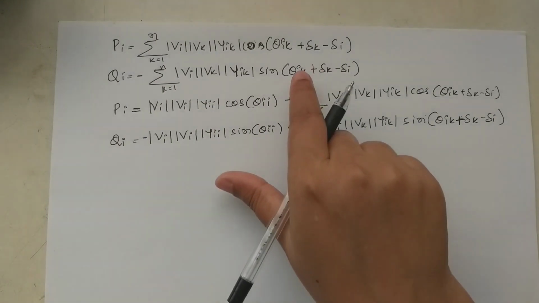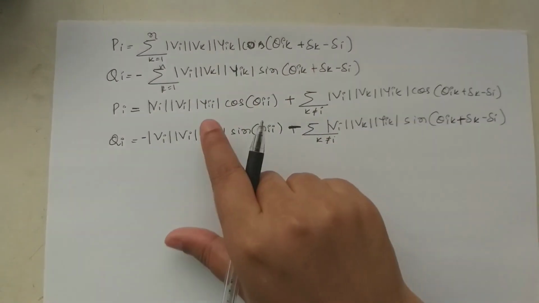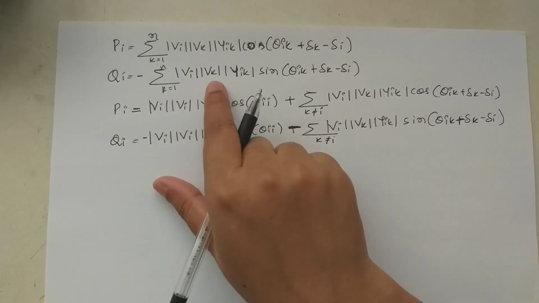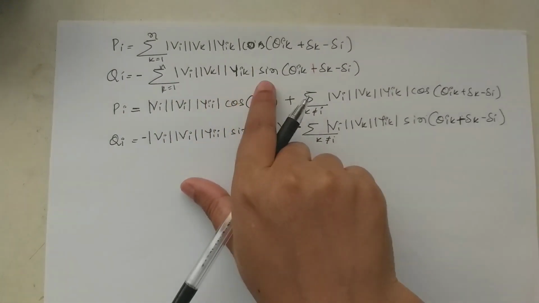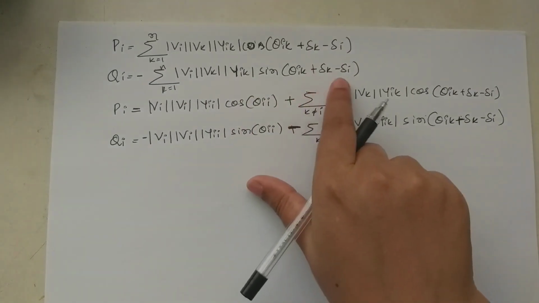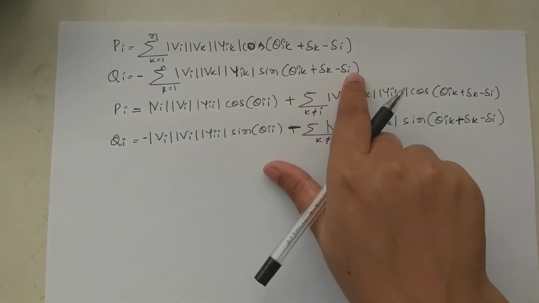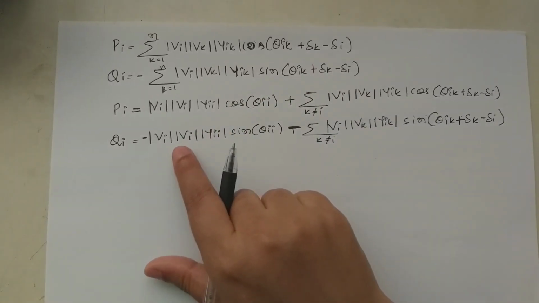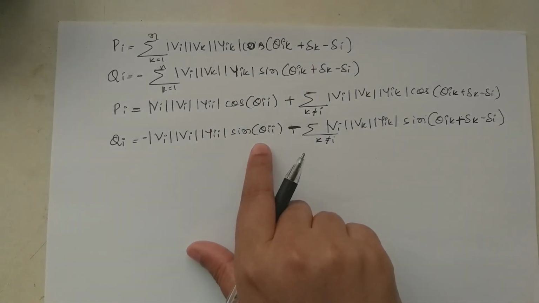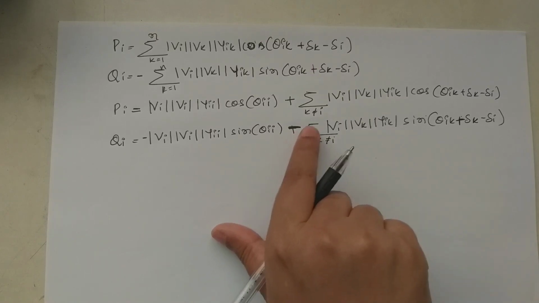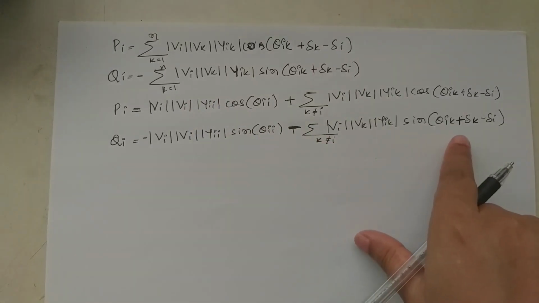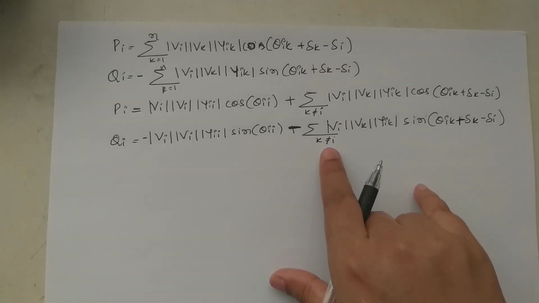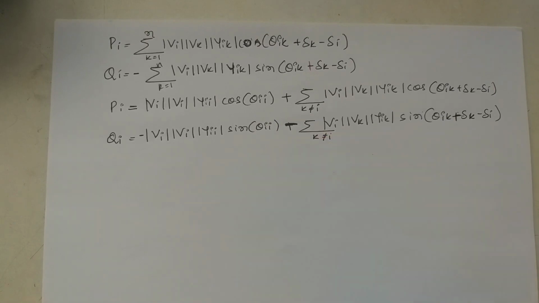And Qi, which is equal to minus summation Vi Vk Yik sin(theta_ik + delta_k - delta_i). The same formula can be written by taking the ith term outside like this: minus Vi Yii sin(theta_ii + delta_i - delta_i). Delta i minus delta i cancels each other, and it becomes minus Vi^2 Yii sin theta_ii minus summation, written as it is, Vi Vk Yik sin(theta_ik + delta_k - delta_i), but here k is not equal to i. k is not equal to i.